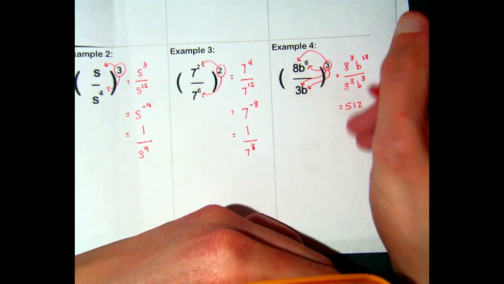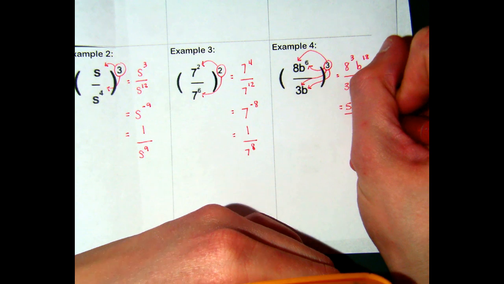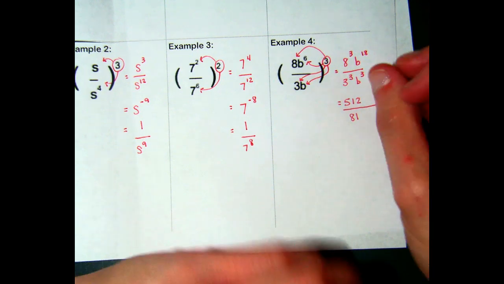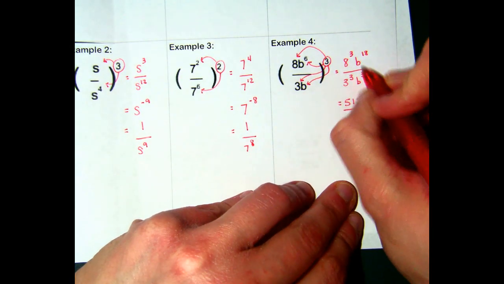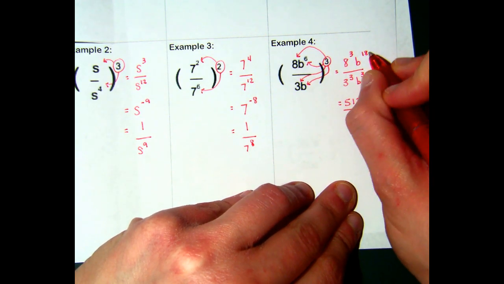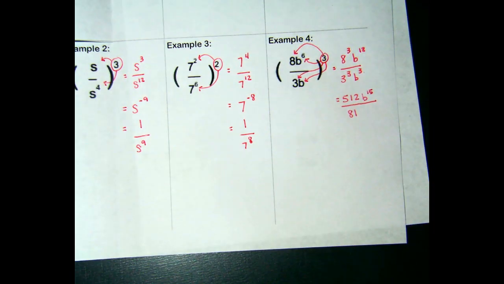512 over 3 to the 3rd, 27. I cannot simplify that, so I'll just have to move on. Alright, then I've got b to the 18 minus 3, 15. And there's my solution for that.